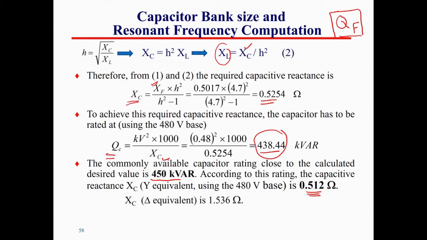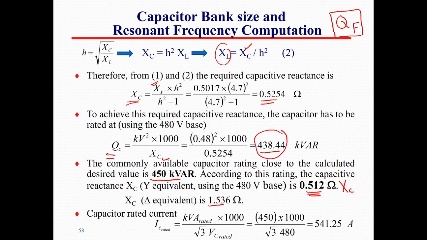So this one will be XC if the capacitor bank is connected in Y. But if we like to make a connection in delta, of course, yes, we need to multiply it by 3. And also now we can calculate what will be the rated current of this selected capacitor bank. We can calculate the current from the rating of the capacitor bank and from the voltage of the capacitor bank. So that gives us the rated current, which is 441.